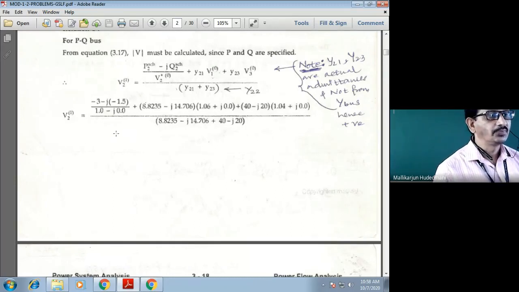Next is to substitute. What is your P2 value here? I am working upon the load bus, so I just move the screen up and come back. P2 means what? PG minus PD. What is Q2 for you? QG minus QD. So, I go back and come.